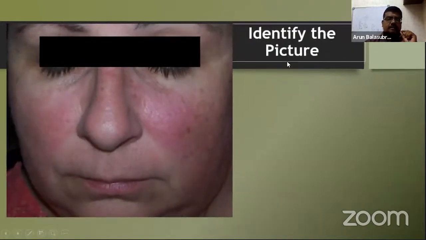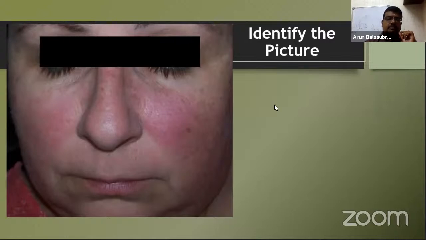Okay, so the next picture. What are you going to identify from this picture? What is the condition called? Any guess? Please just look at her nose and the cheeks. Very good. Butterfly rashes. So in which condition will you find butterfly rashes? In SLE, systemic lupus erythematosus, right?